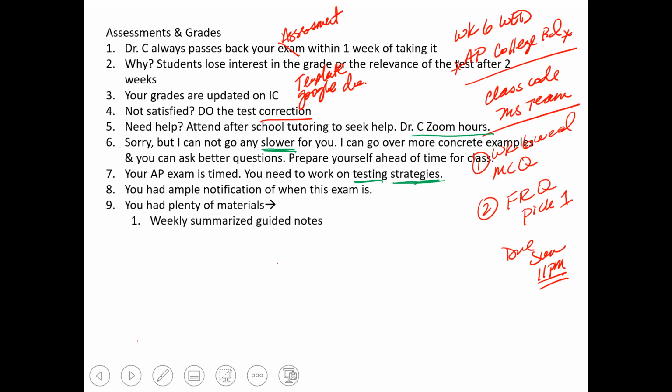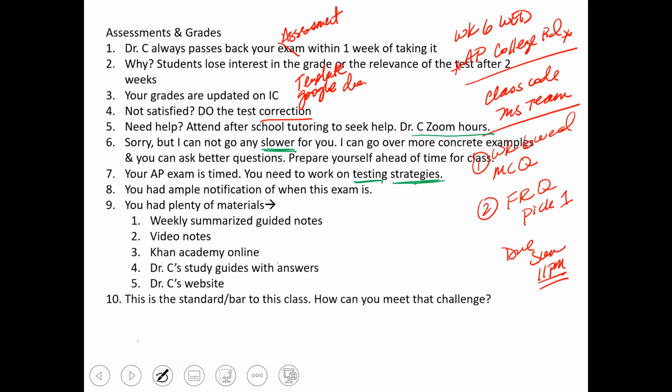You do have plenty of material on how to go about studying for this. You have weekly summarized notes. You also have the video notes, Khan Academy Online. You have the study guides with answers that I provided. You have my website. You have the Google Doc. So this really is the standard, or the bar, for this class.